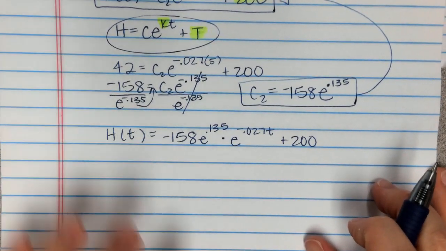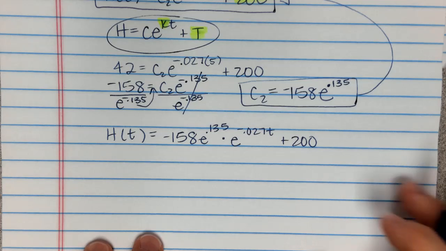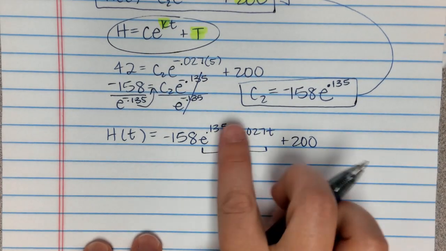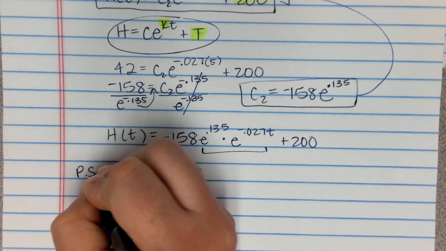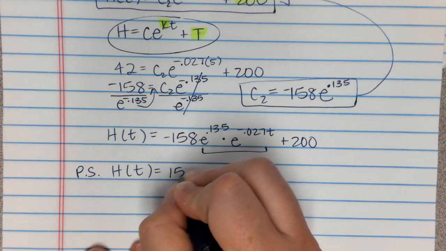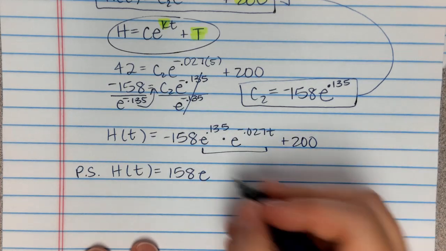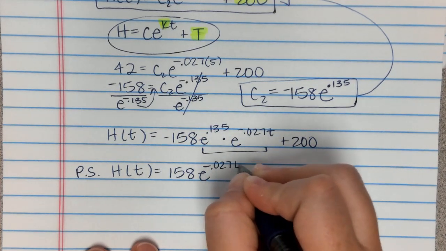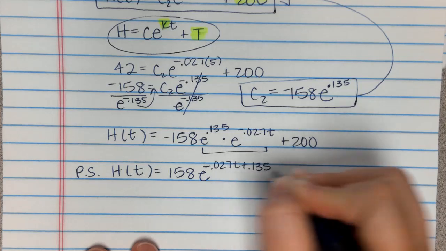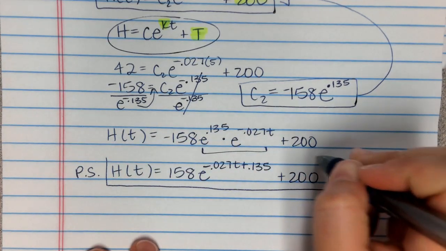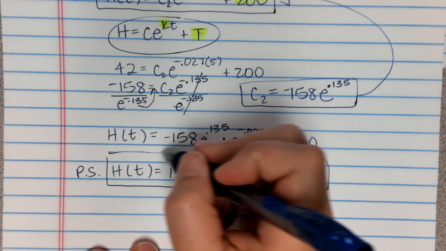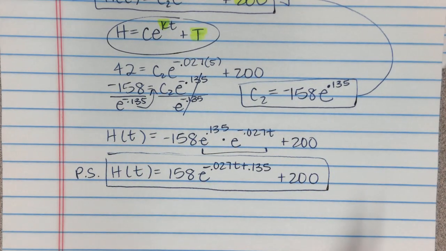What else can I do to simplify that? Combine your e's together by adding those exponents, and my final answer, my particular solution, PS, would be negative 158 e to the negative 0.027 t plus 0.135, and then plus a big 200. Woo! Yeah. We did. The last thing that I want you to do... It's okay. Alright.